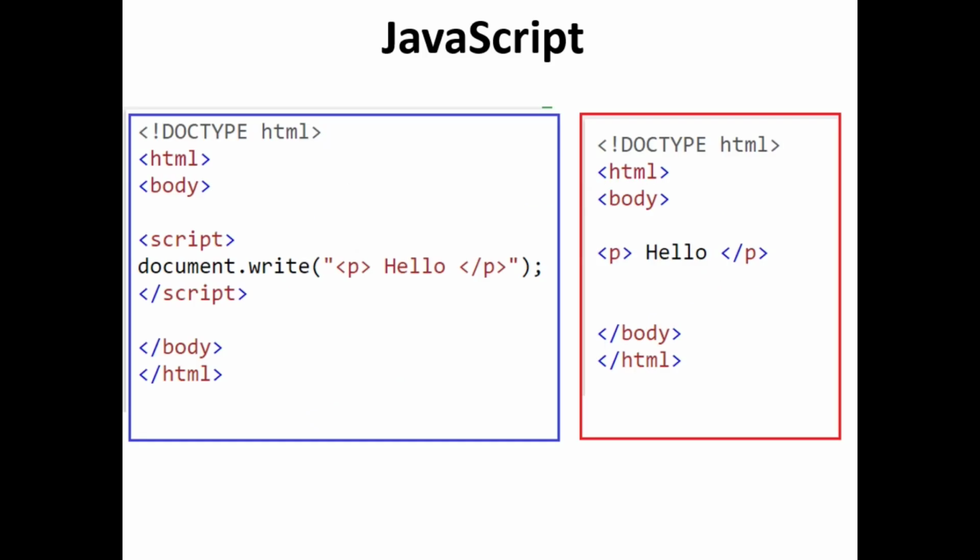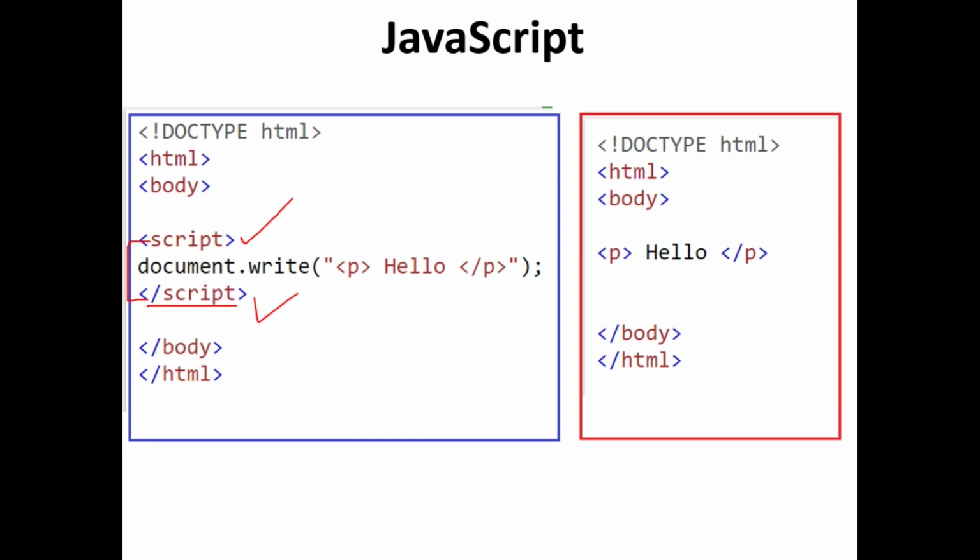What is JavaScript? JavaScript is a programming language. Why do we require JavaScript in HTML? Because HTML is not a programming language. In order to make some programming language operations inside HTML, HTML makes use of languages like JavaScript. How to include JavaScript inside HTML? That is using script tags. So here there is a script tag and the script tag is terminated. Within the starting and end of the script tag, you have to include all the JavaScript code.